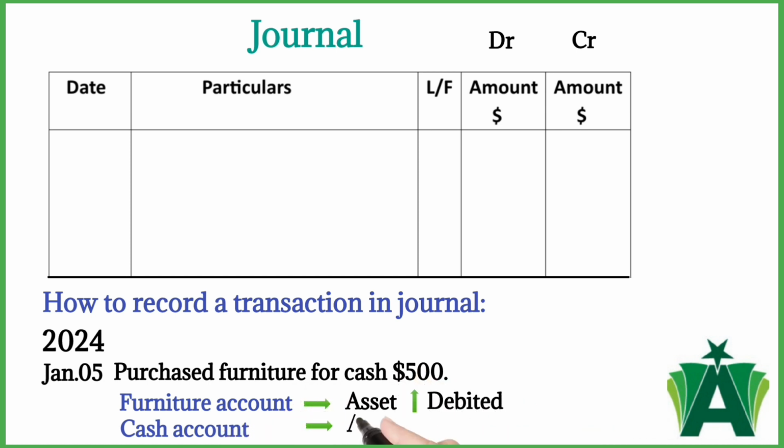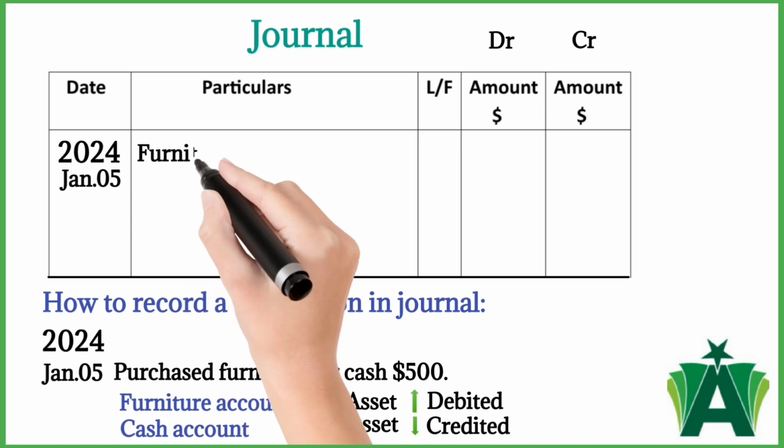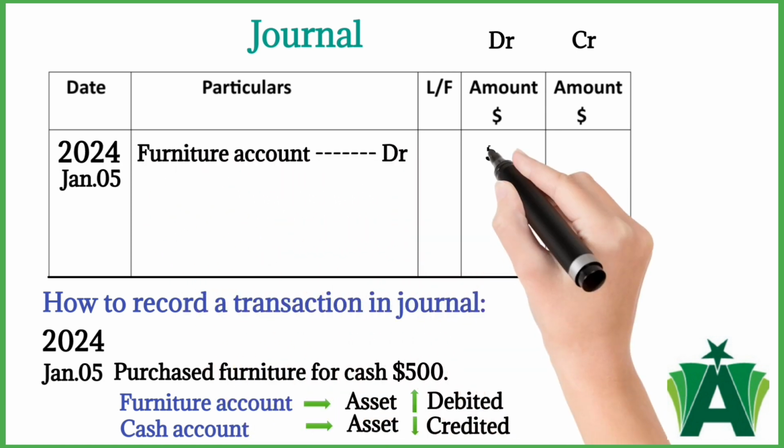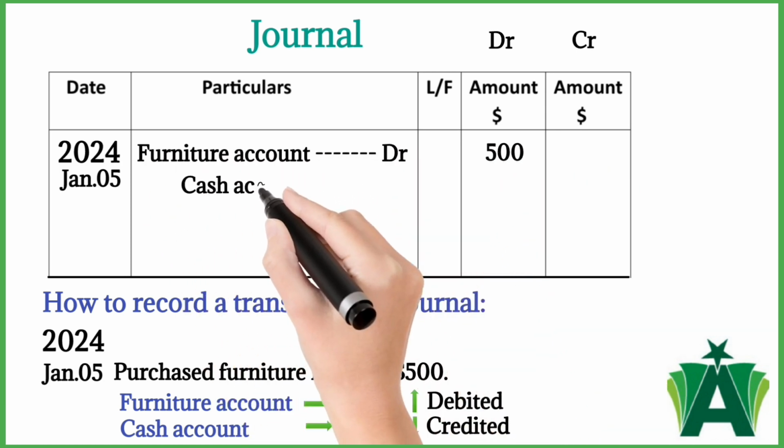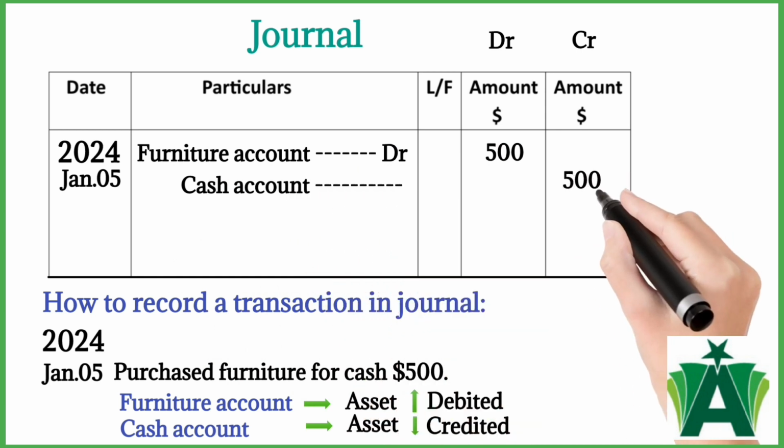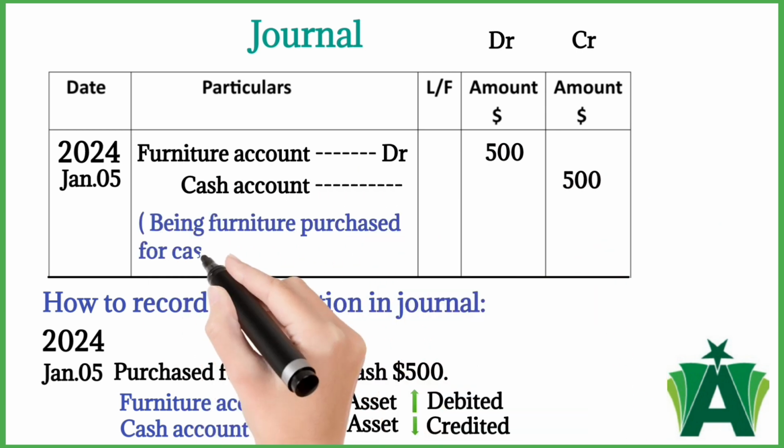Cash account nature is also asset and decrease in business. Account is to be credited. Now furniture account is debited with the amount of $500. Cash account is credited with the same amount. Being furniture purchased for cash.